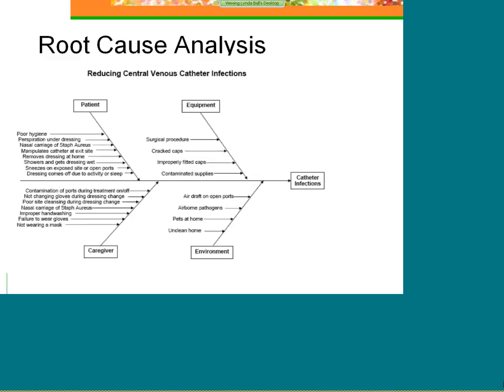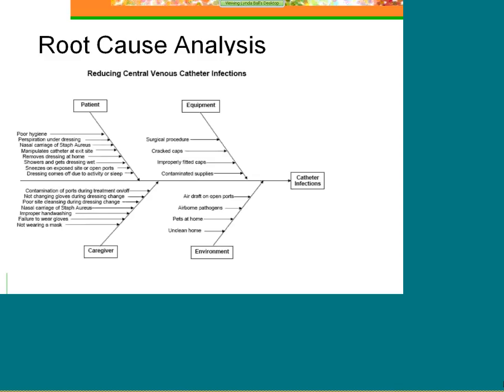So for a patient, for instance, poor hygiene can contribute to catheter infections. Perspiration under the dressing, nasal carriage of Staph aureus. They manipulate the catheter at the exit site. They remove the dressing once they get home. They shower and get the dressing wet. They sneeze on the exposed site. Or the dressing comes off due to activity or sleep.